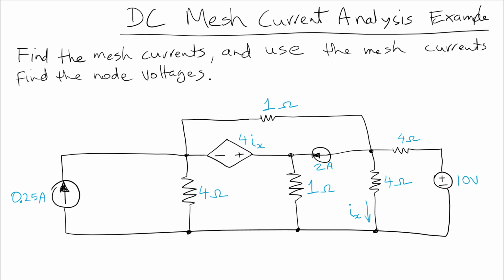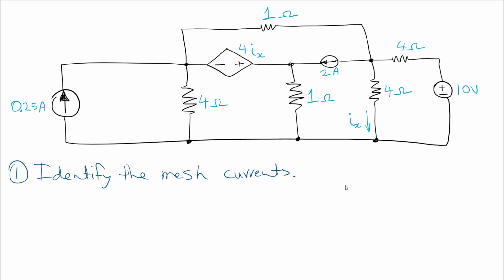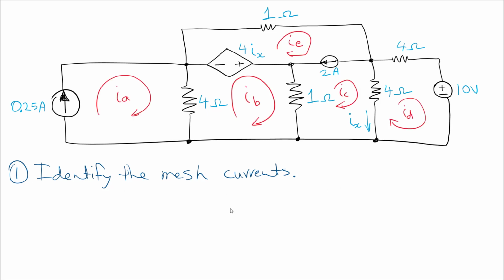So now, when we're doing mesh current analysis, we need to identify the mesh currents. So that's our first step. Then we can pick how we choose our mesh currents, and a very easy way to do it is always to do the inside, the smallest meshes that we can identify. Just like what has been drawn here with IA to IE.